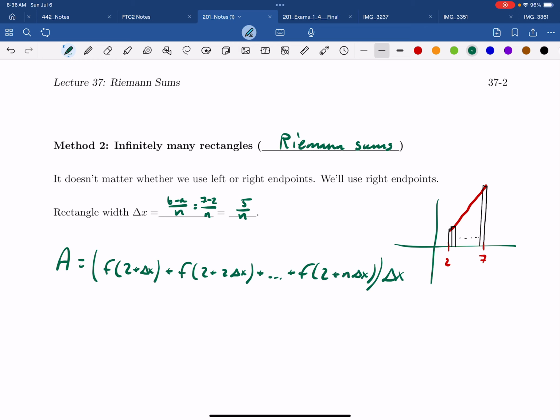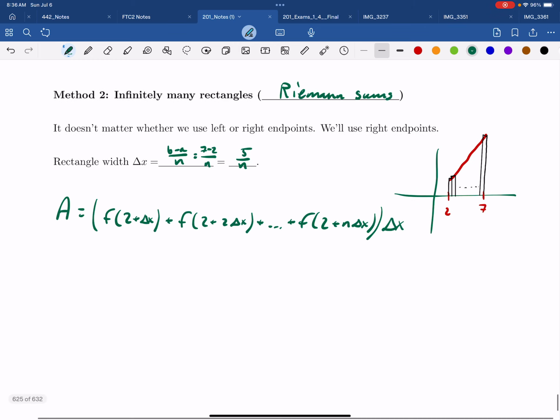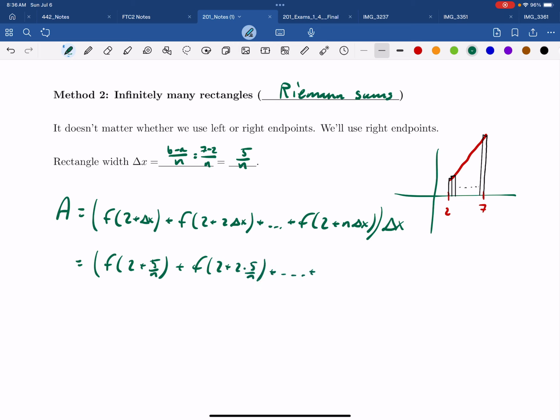Remember that trick where we factor out the width from last time. So if we do this out, we just wind up getting f of 2 plus 5 over n, plus f of 2 plus 2 times 5 over n, plus and so on, up to f of 2 plus n times 5 over n, and then all of this is times 5 over n.